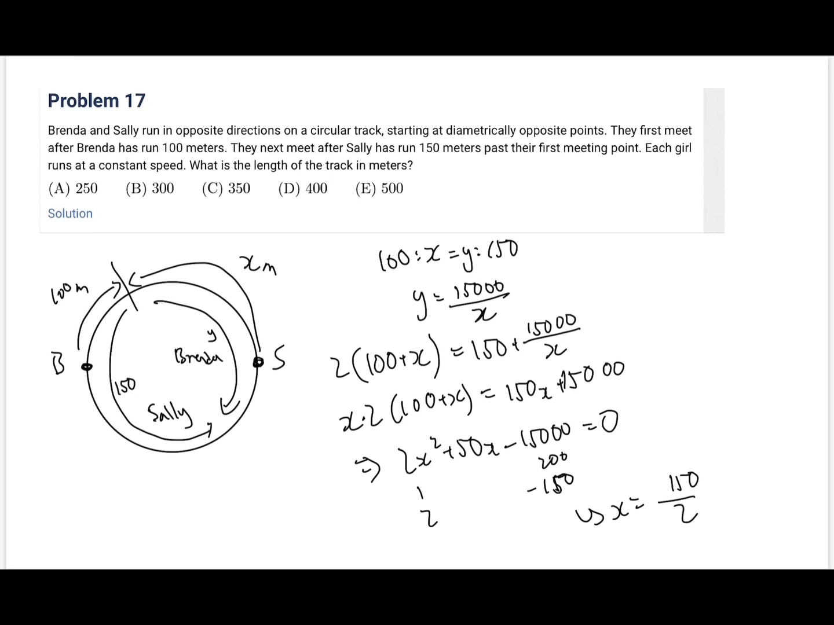So x equals 150 over 2, which is 75. And so what is the length of the track in meters? This is 2 times 100 plus x. So this is 2 times 100 plus 75. So this is 2 times 175. This is 350. So the answer is C.